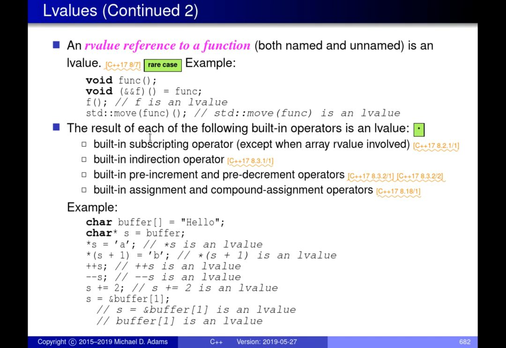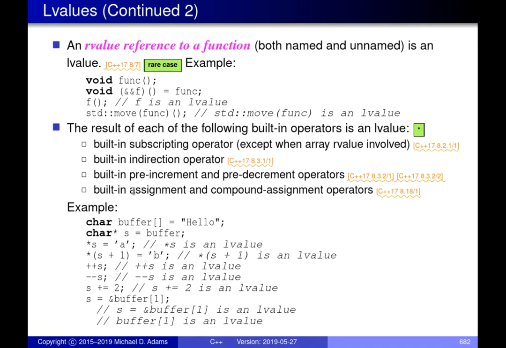The built-in subscripting operator always yields an L-value expression, except when the array that's being indexed is a temporary object or something like that. In most cases that we're going to be interested in, it's going to be an L-value expression. The built-in indirection operator, like star when you dereference a pointer, yields an L-value. The pre-increment and pre-decrement operators, like plus plus before the variable you're incrementing or decrementing, correspond to L-value expressions. Also, assignment or compound assignment also yield L-value expressions.